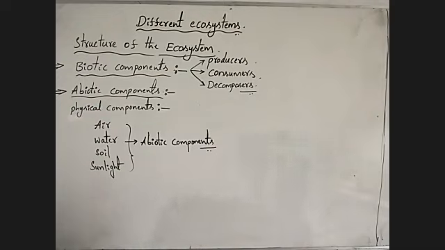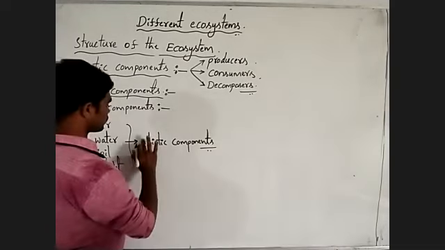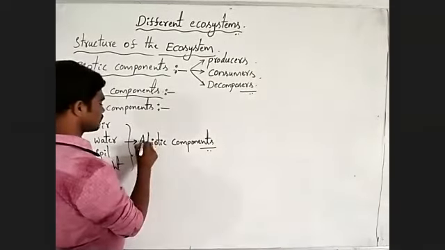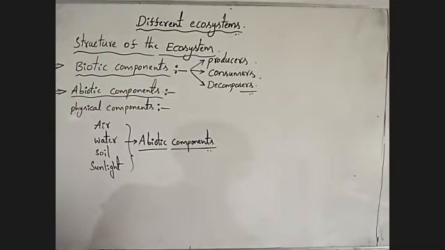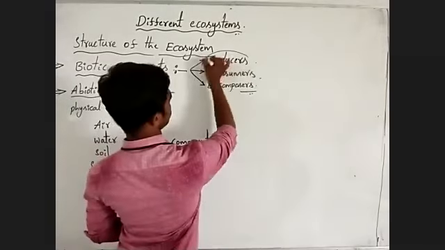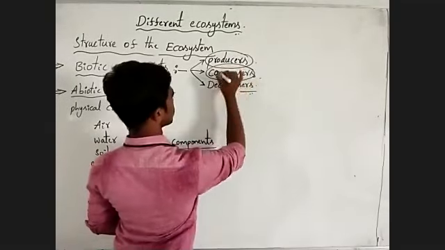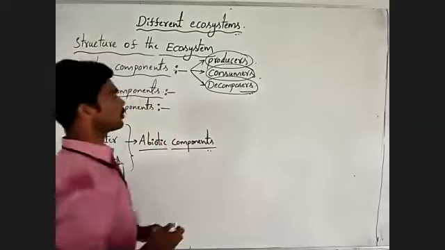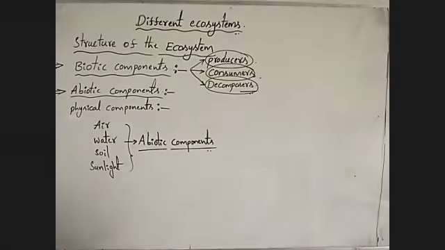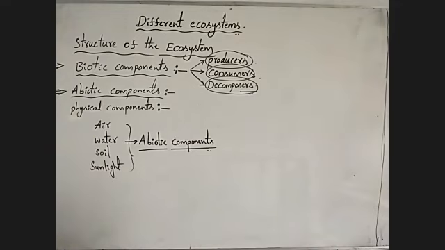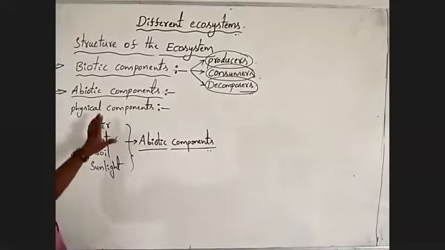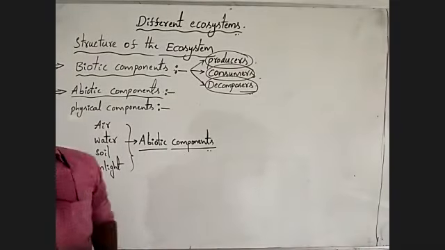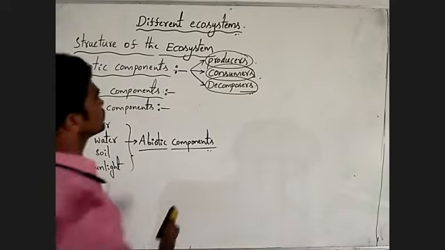Are you understanding? Listen carefully here. Very important one, abiotic components. Okay, already in last class we discussed producers, consumers, and decomposers. Okay, this is the structure of the ecosystem.